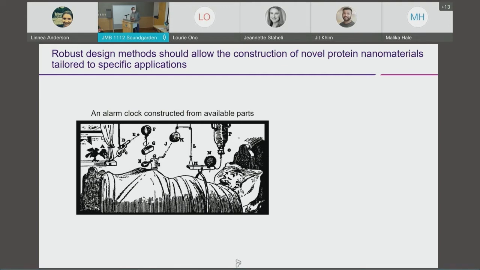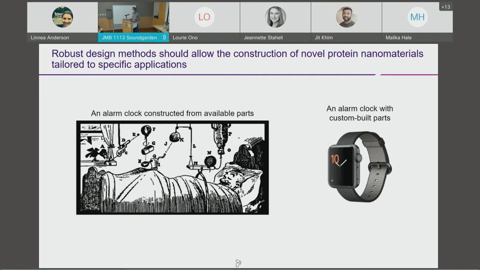And so I use this kind of ridiculous cartoon to encapsulate this idea. If you wanted to invent a new technology, let's say an alarm clock, and you limited yourself to only using things that you had lying around the house, you would end up with this ridiculous, non-robust contraption, right? But this is not how human beings invent new technologies. We design pieces to spec and modularly, and then we put them together to make simple, robust, and controllable technologies, right? And so that's what we want to do with proteins.